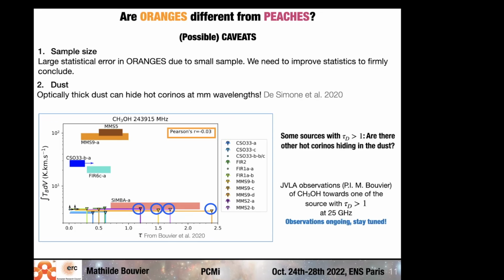We will have a part of the answer, because there are ongoing VLA observations where we observe one of these sources at 25 gigahertz, where the dust is supposedly optically thin, and we targeted methanol to try to understand if methanol was hidden in the dust or not. So we will have a part of the answer soon, so stay tuned for that.